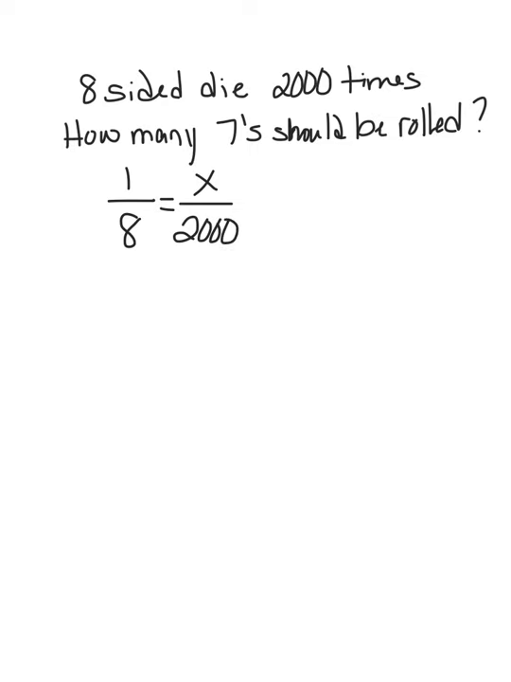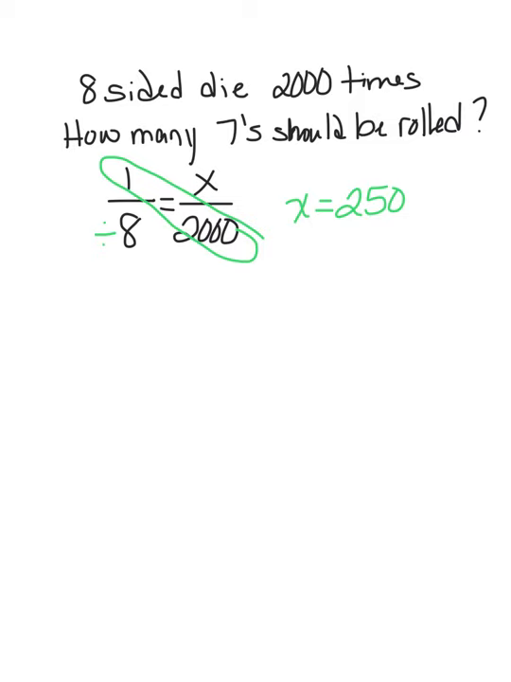So again, what do we do? We cross multiply. 1 times 2,000 is 2,000. And then we divide 2,000 by 8 to get the answer: x equals 250. So we would expect it to land on the number 7 250 times.